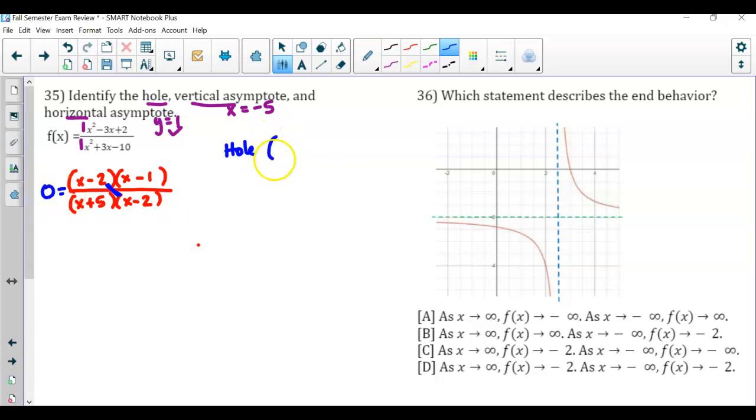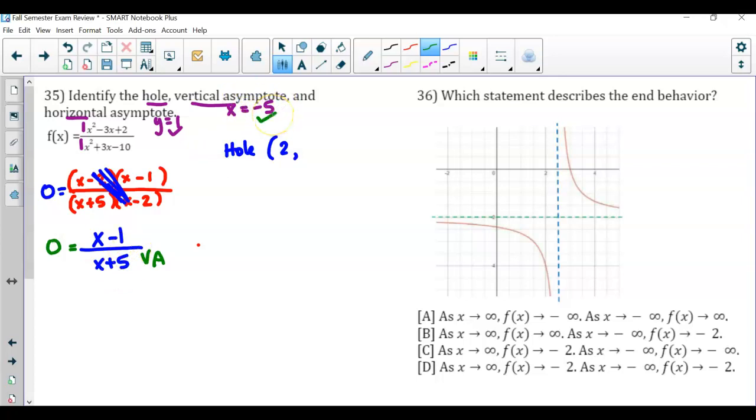Again, remember, this is setting it equal to 0. So that's why it's not negative 2, change the sign. So the x coordinate is positive 2. Then we would cancel that out. And now we're left with x minus 1 over x plus 5. Then if you recall, the vertical asymptote always came from the denominator. Again, still all equal to 0. So x is equal to not positive 5, but negative 5.